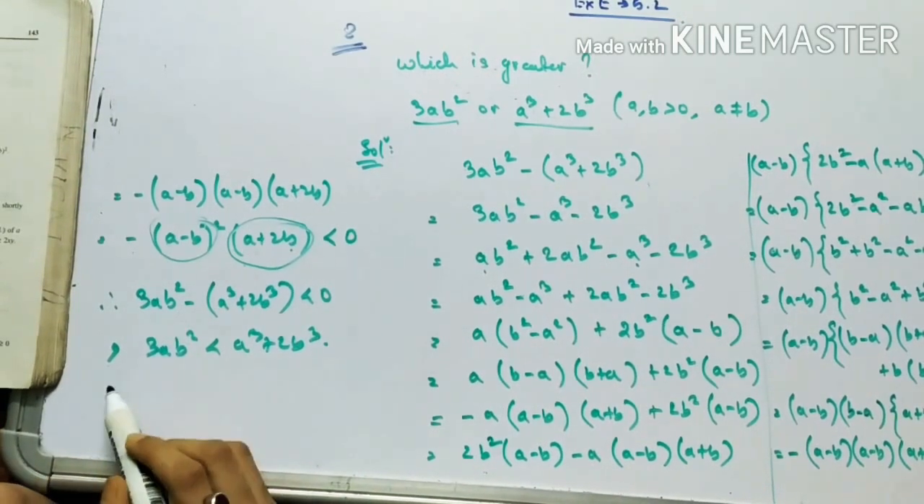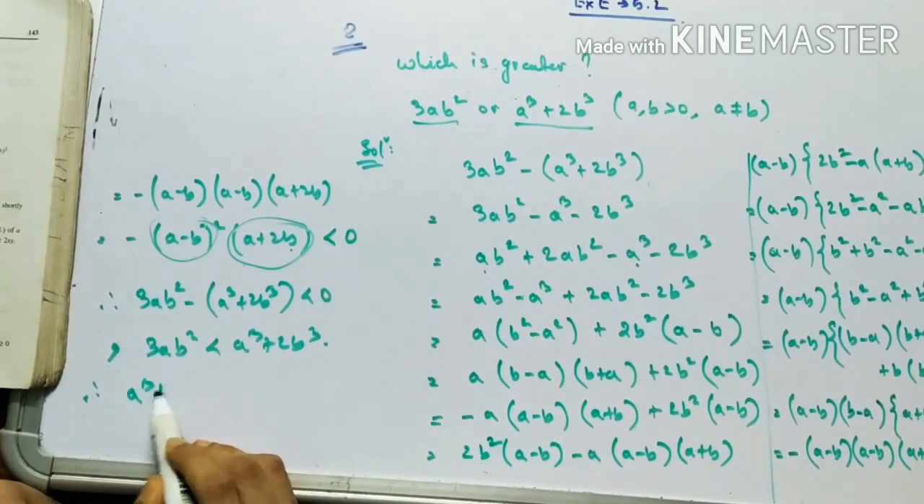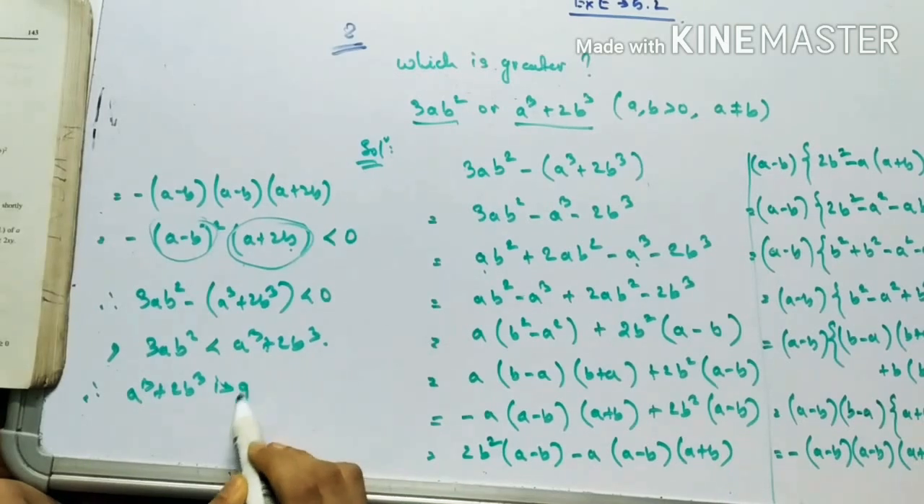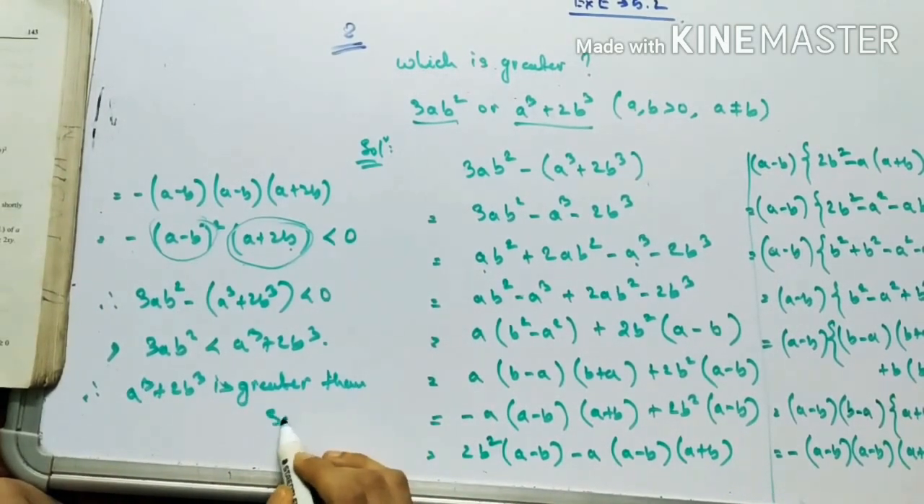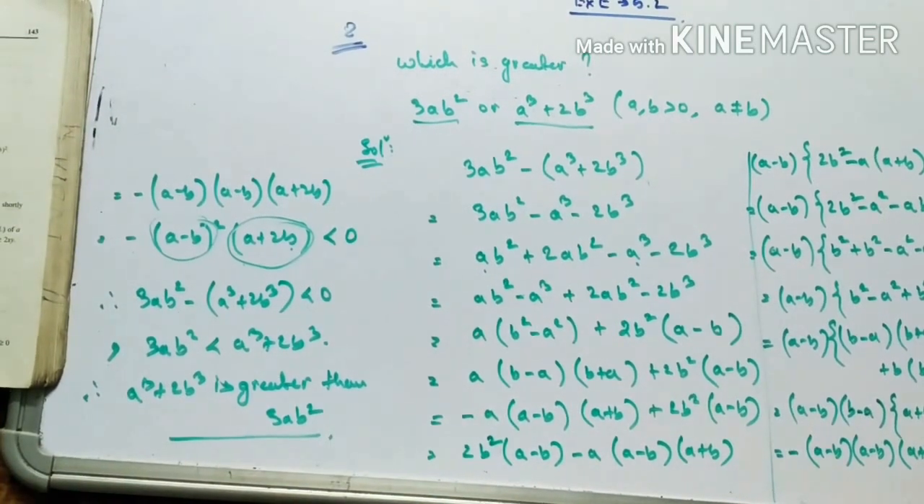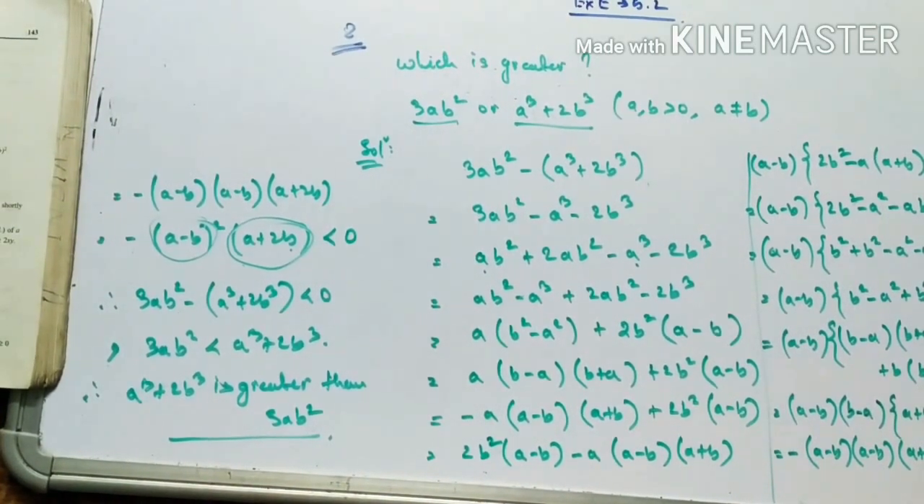Okay. So therefore I can say that a cube plus twice b cube is greater than 3ab square. Okay.